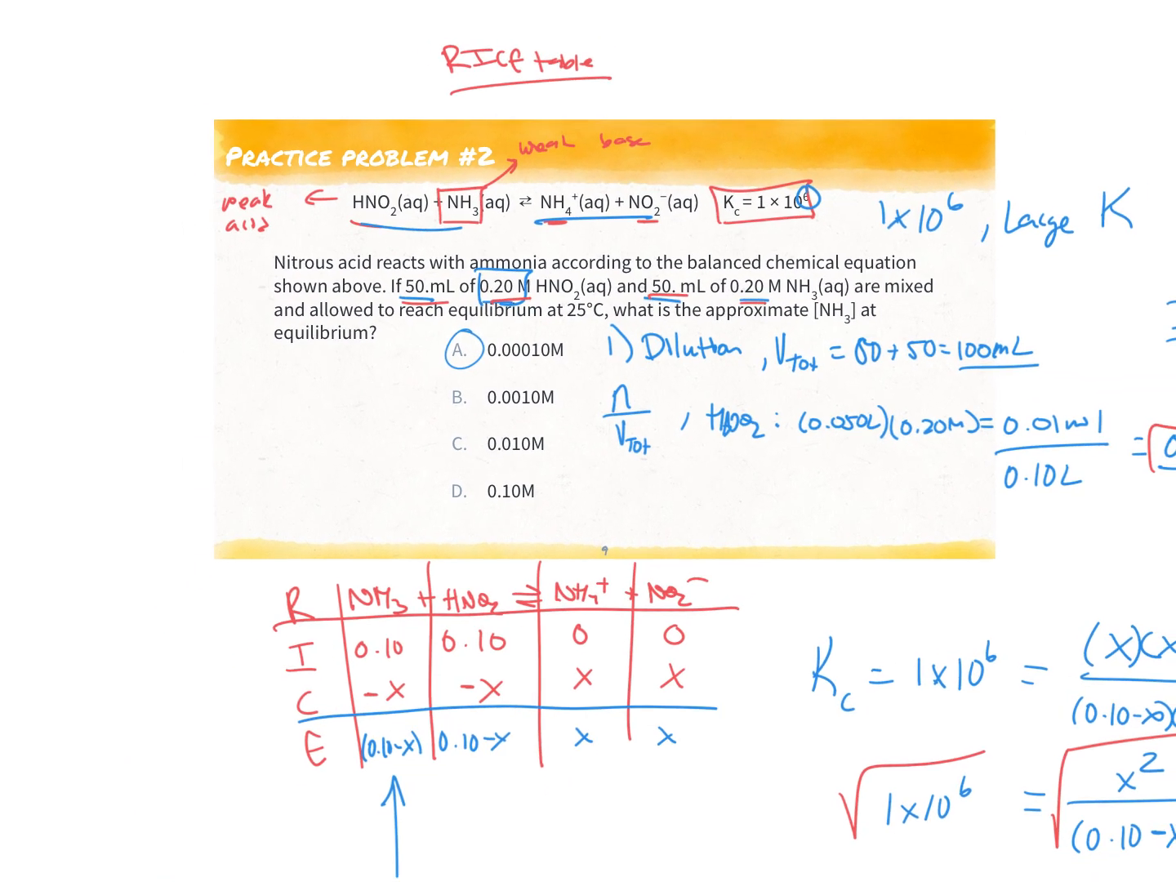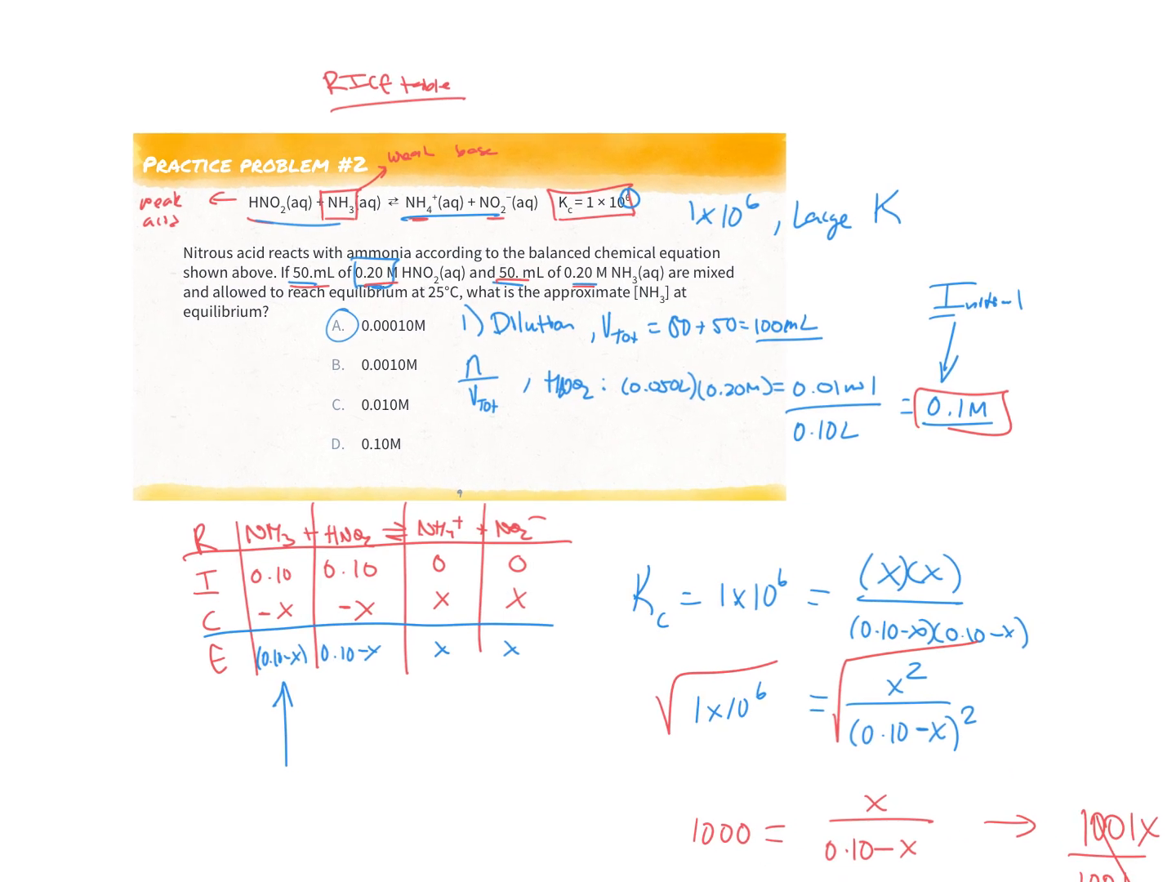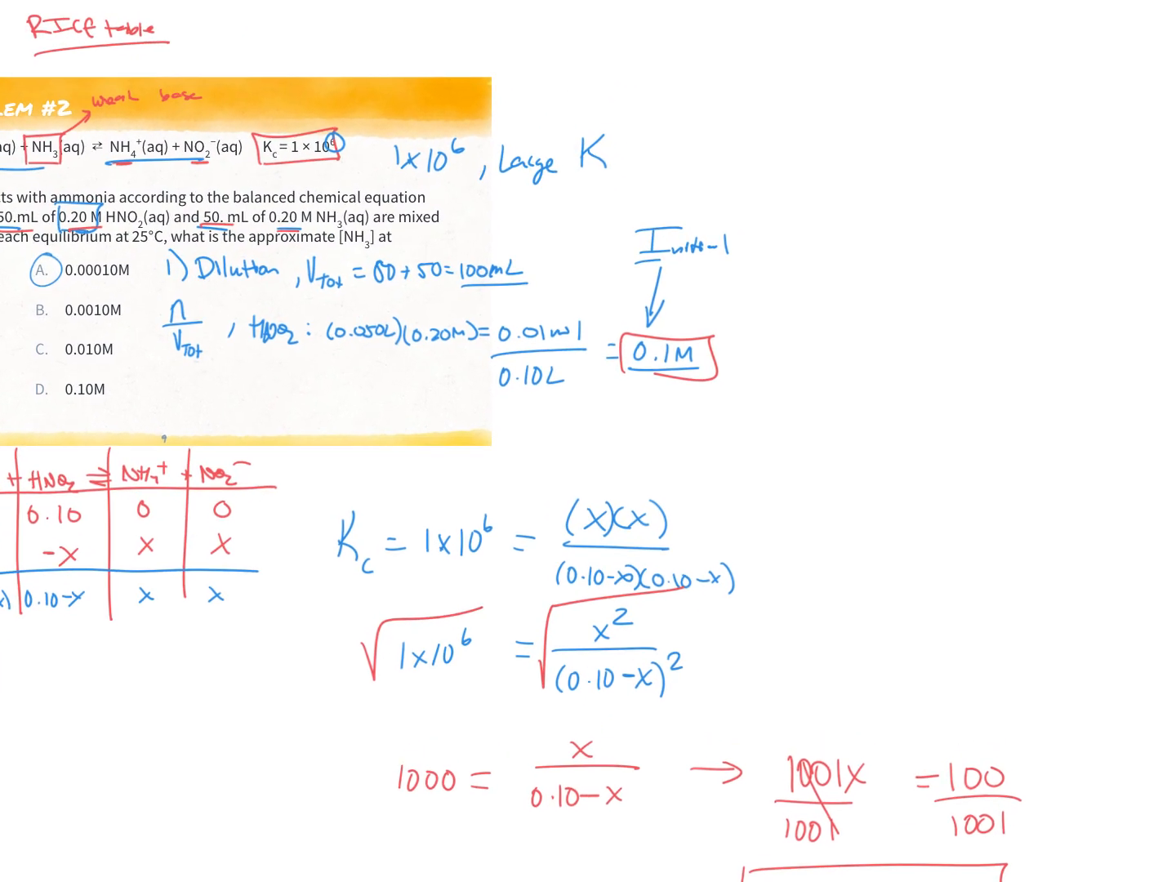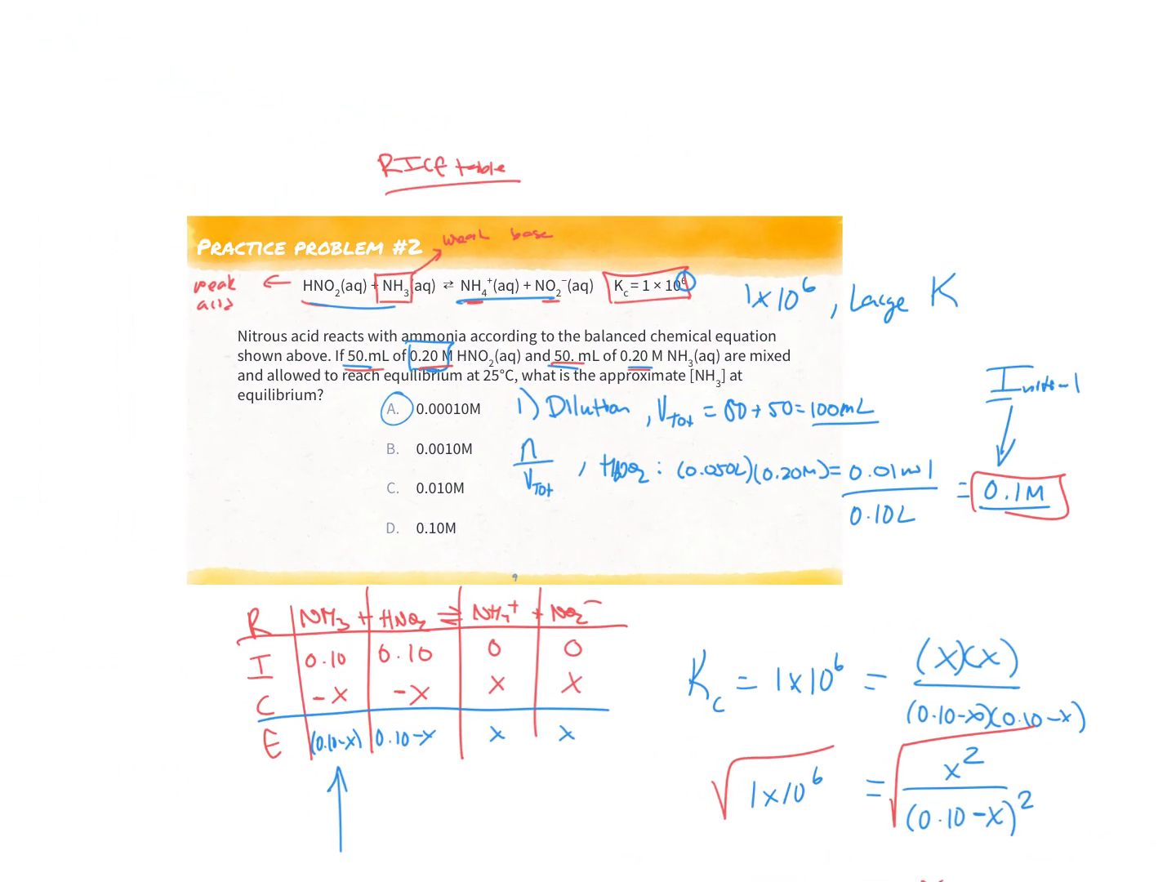This was a bit of a longer problem, but you just need to remember, use a Rice table. Don't forget to start with the dilution first, and then once you use your Rice table, you should be able to get the answer pretty easily, either with your calculator or doing some algebra. We'll do some more practice in class, but for now, that's all. Thanks, guys.